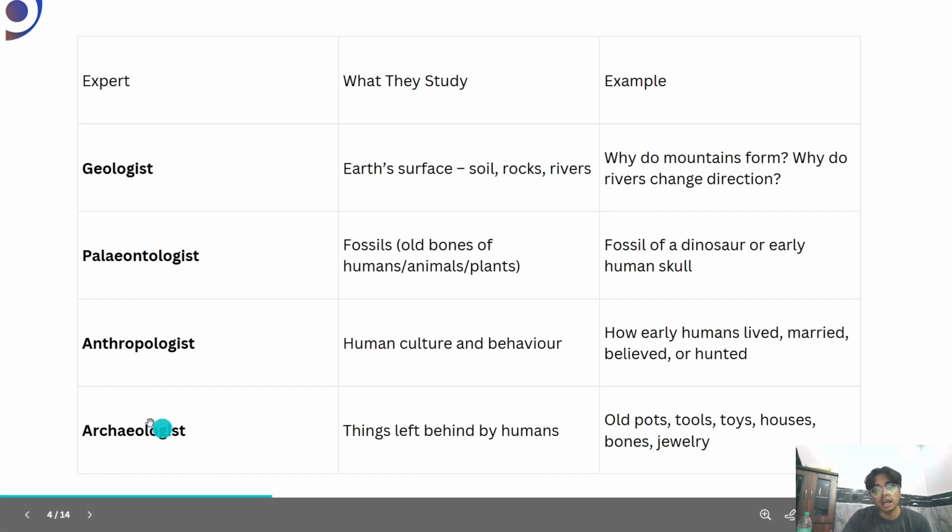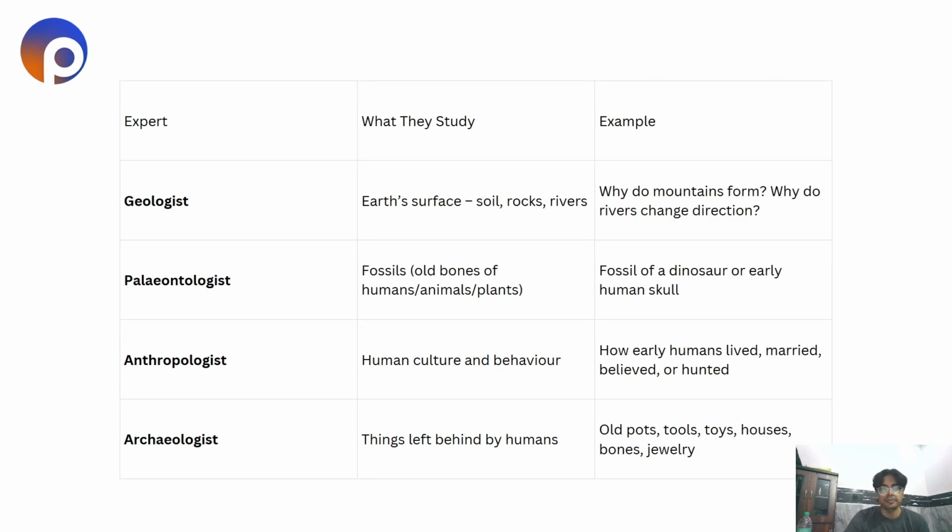Now, there are archaeologists. These are the people who study the things that are left behind by humans. For example, old pots, tools, toys, houses, bones, jewelry, etc.